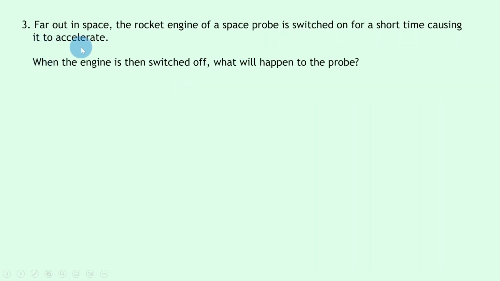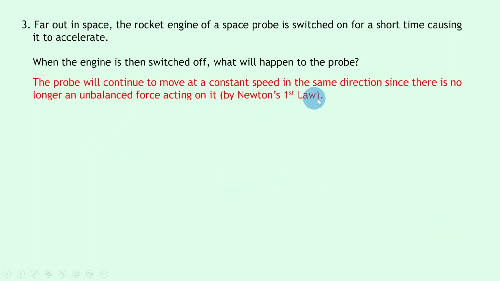Lastly, question 3 says far out in space, the rocket engine of a space probe is switched on for a short time, causing it to accelerate. When the engine is then switched off, what will happen to the probe? Well, we can say that the probe will continue to move at a constant speed in the same direction since there is no longer an unbalanced force acting on it by Newton's first law.